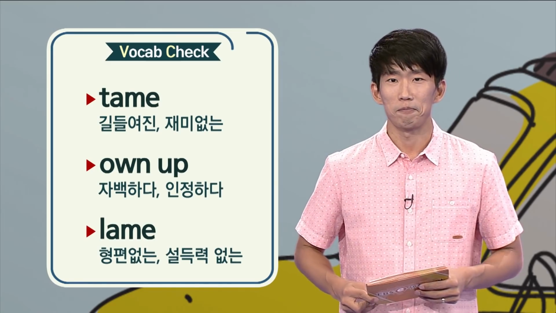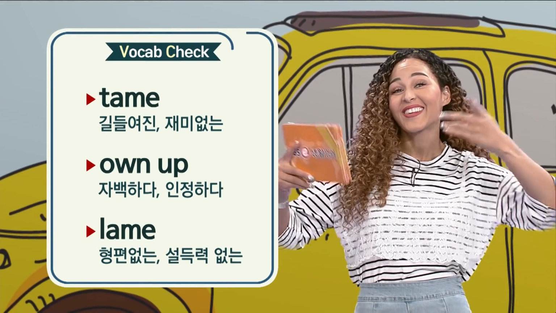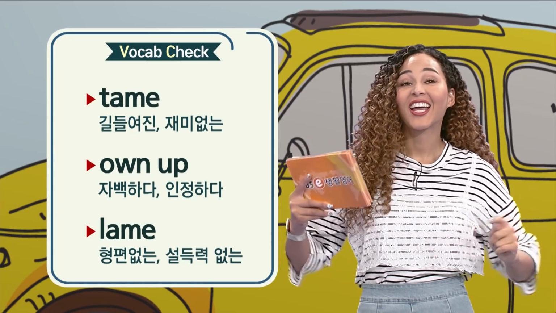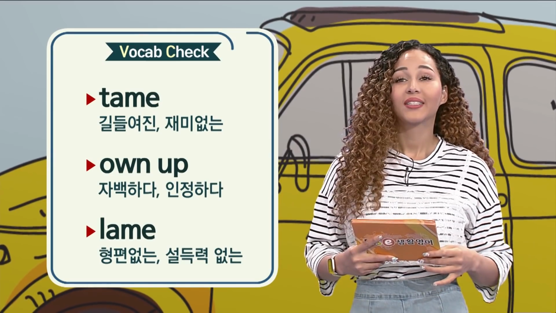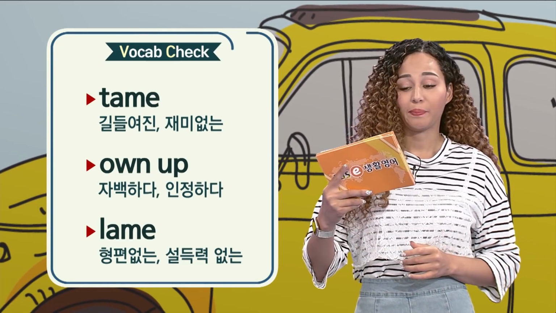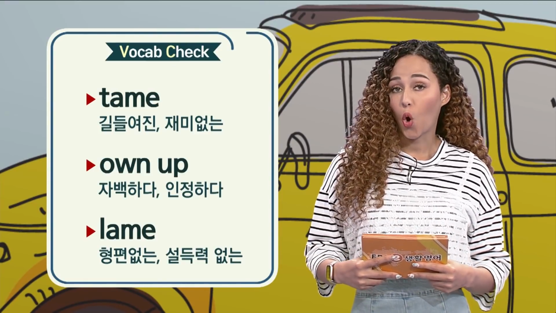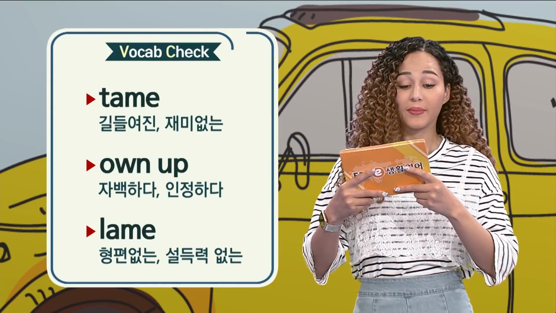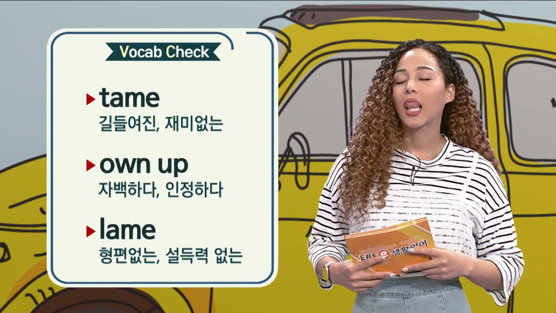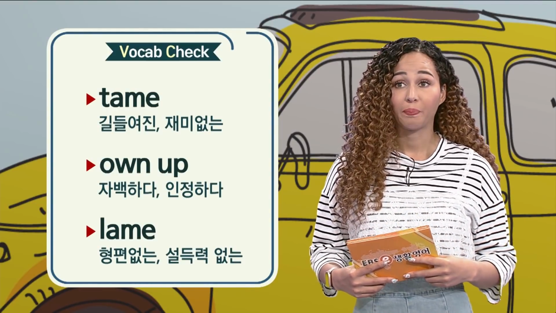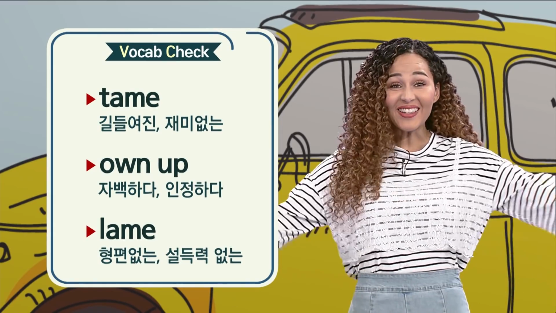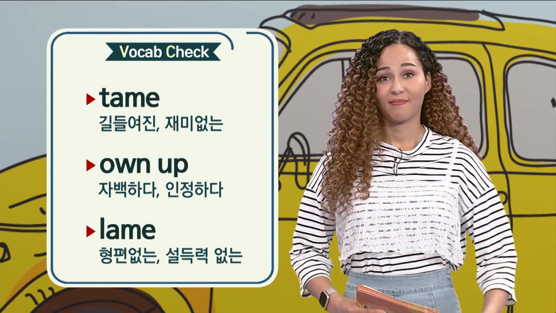Let's practice our pronunciation together. Repeat after me. This one is tame, tame, tame. Next we have own up, own up, own up. Next we have lame, lame, lame. Great, let's take a look at some more vocabulary words.